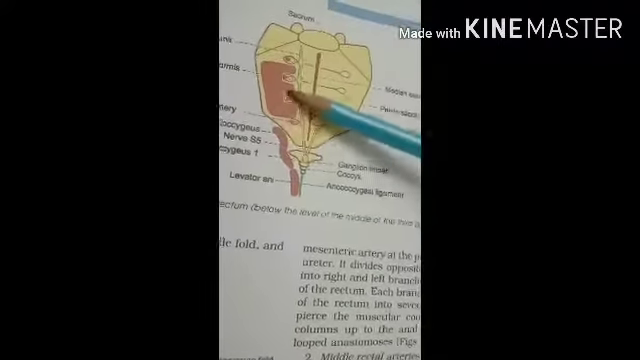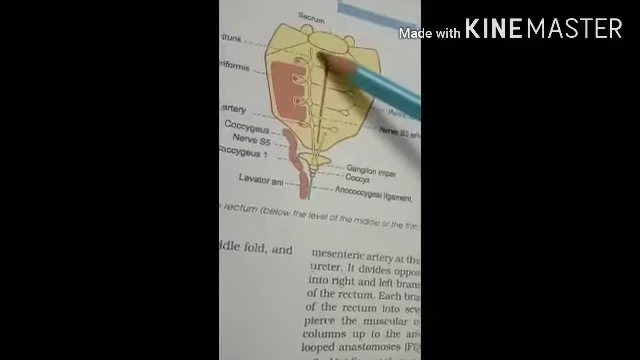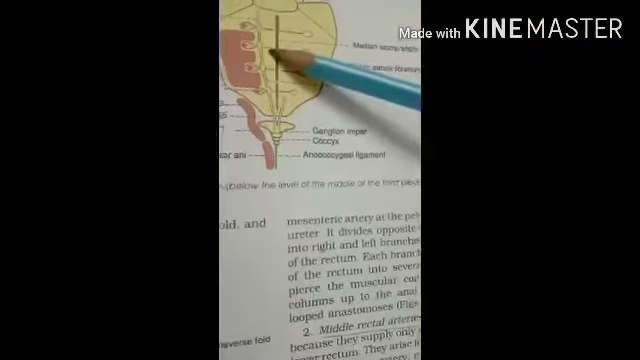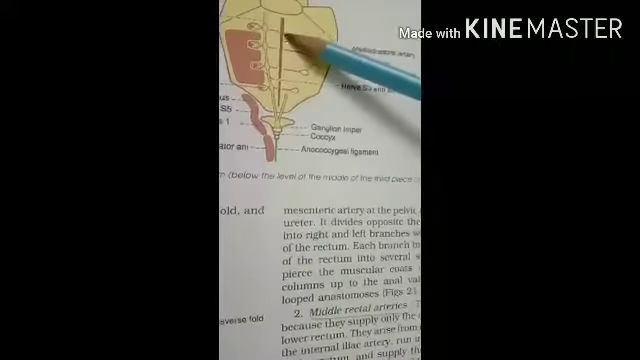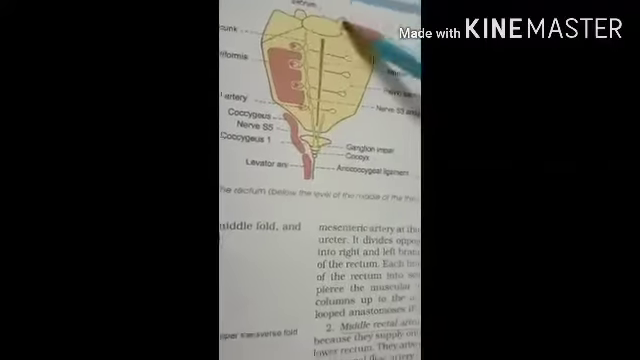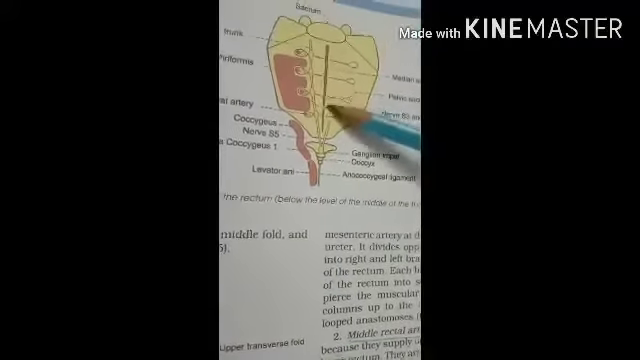The sensation of distension of the rectum is carried by the parasympathetic nerve, while pain sensations are carried by both sympathetic and parasympathetic nerves. After that, we should see the supports of the rectum.